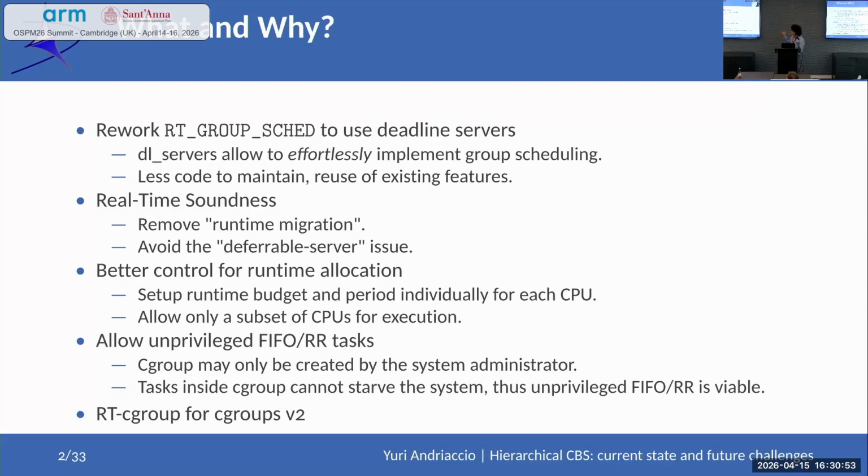As an extension for the RT group sched, we can also have better control for runtime allocation. In fact, we can set up runtime budget and period for each CPU instead of for the whole hierarchy, so as to use only a subset of CPUs in each C group. This may also allow the use of unprivileged FIFO or round robin tasks, because the system administrator can decide how much bandwidth you can give to the C groups. Finally, it's basically a rework of real-time C groups for C groups V2.